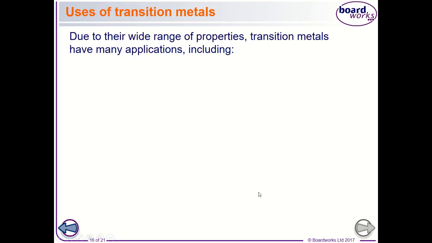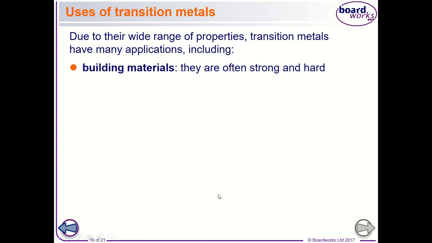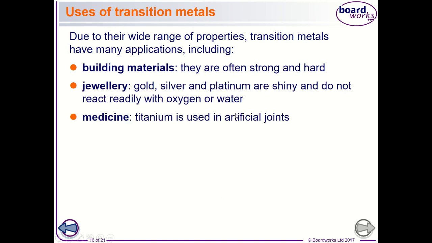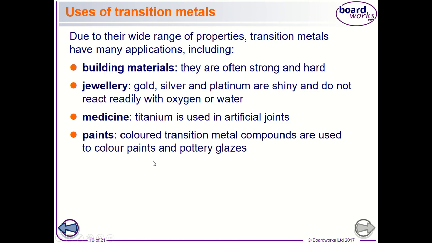Okay. Very quick look at some uses of them. So we can already establish they're used in building. They're really strong. They're really hard. They're used in jewellery, gold, silver, platinum. Very unreactive, okay, but very beautiful, shiny, nice to look at. Titanium is used in artificial joints because it's malleable. It's highly unreactive. Okay, so inside the human body, it doesn't interact with the environment that it's in there.